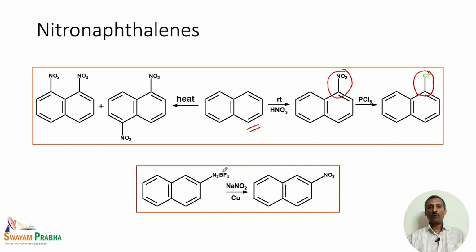And if we want to make a 2-nitro substituted product, then we have to start with the corresponding diazonium salt. This diazonium salt can be prepared from the amino compound. Once the amino compound is converted to the corresponding diazonium salt, treatment with sodium nitrite and copper leads to the 2-nitro derivative. So depending on which position we want the nitro group introduced, we have to choose the appropriate starting material.